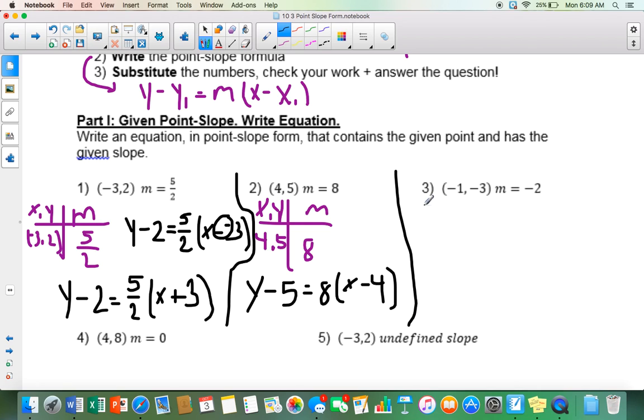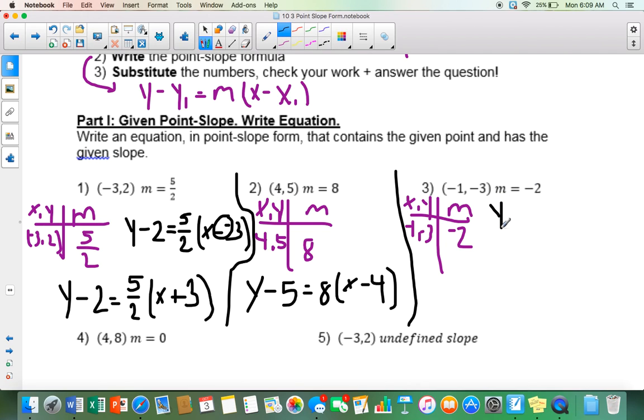Okay, next one, we make our little table again. Again, sorry, mine's messy. It's a lot easier when you've got a smart board. So my coordinate point is -1, -3, and my slope is -2. So again, we're just going to plug straight into our equation.